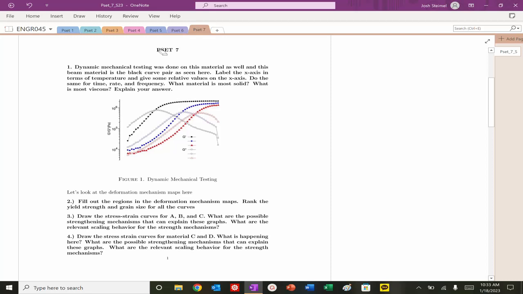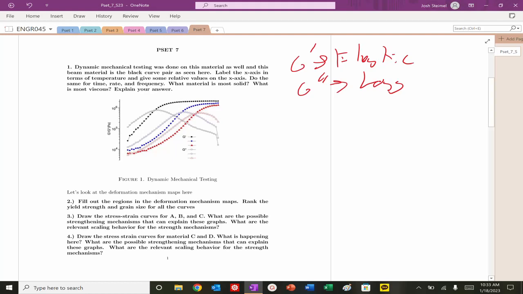So we have this dynamic mechanical testing that's done on the material. Remember, G prime is our elastic response, the storage modulus. G double prime is our loss modulus, so it's our viscous response. Dynamic testing is on the material as well. The beam material is the black curve.